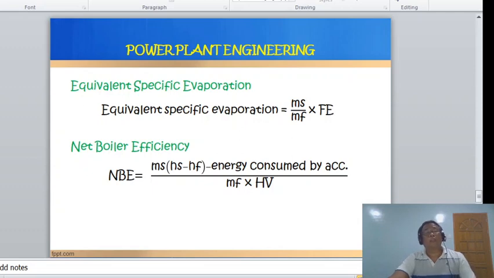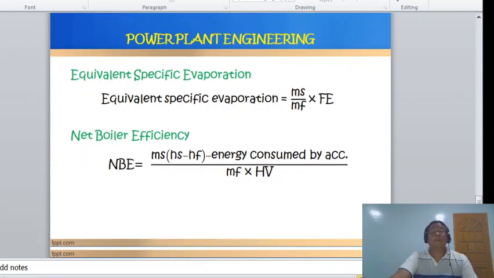And for the net boiler efficiency, that is equal to the mass of steam multiplied by the change in enthalpy minus the energy consumed by the accessories of the plant, divided by the mass of fuel multiplied by HB, the heating value of the fuel.